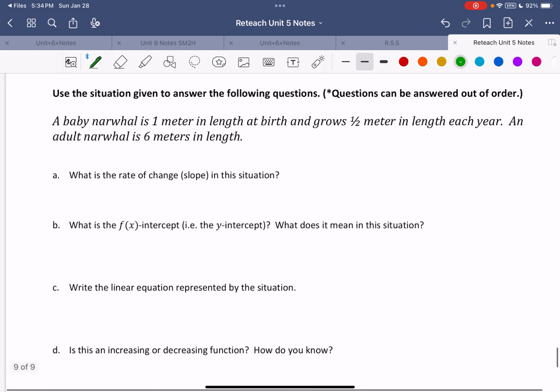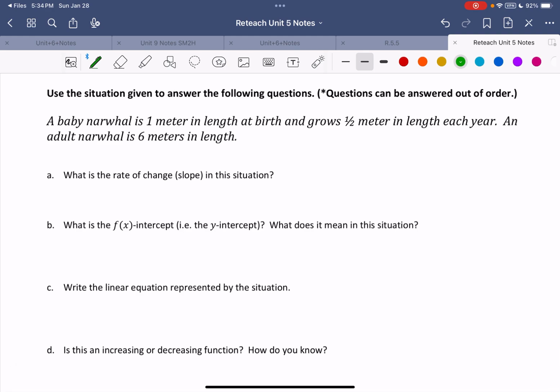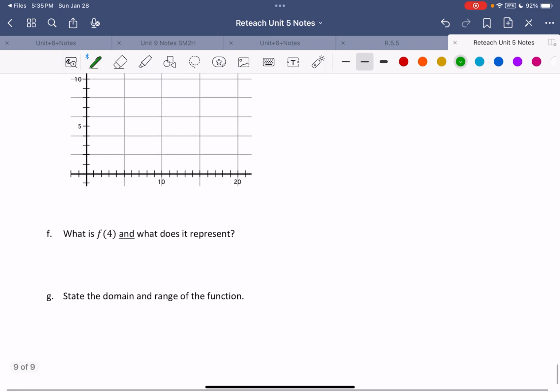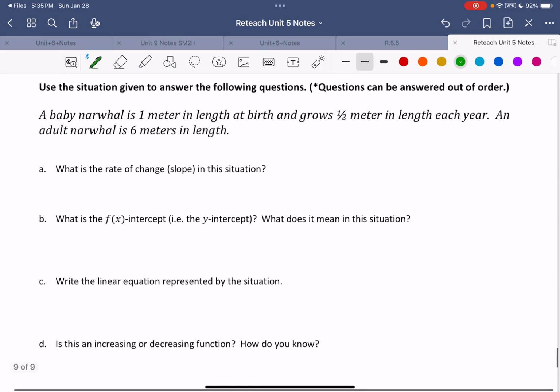Okay, turn the page. And here it says, use the situation to answer the following questions. And you can answer these in any order, whatever makes the most sense for you. But it says, what is the rate of change or the slope, the f of x or y-intercept, and what does it mean in context? We're going to write the linear equation. We have to decide if it's increasing or decreasing and how we know. We're going to be graphing. And then we're going to find f of 4, and then what does that represent? And then we have to find the domain and range. So there's quite a few things that we have to find with this particular situation.